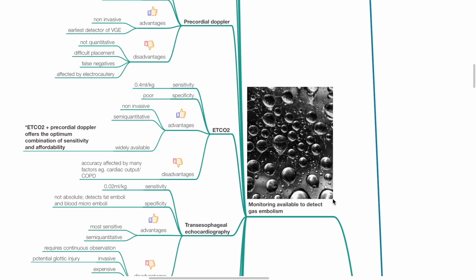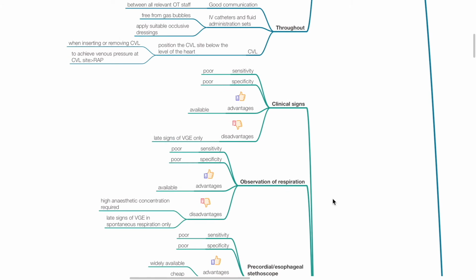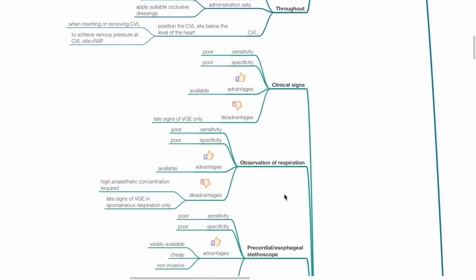Monitoring methods available to detect gas embolism. Clinical signs have both poor sensitivity and specificity, however are readily available. Disadvantages: late signs of VGE only. Observation of respiration also has poor sensitivity and specificity, however is readily available. Disadvantages: high anesthetic concentration is required. Late signs of VGE in spontaneous respiration only.